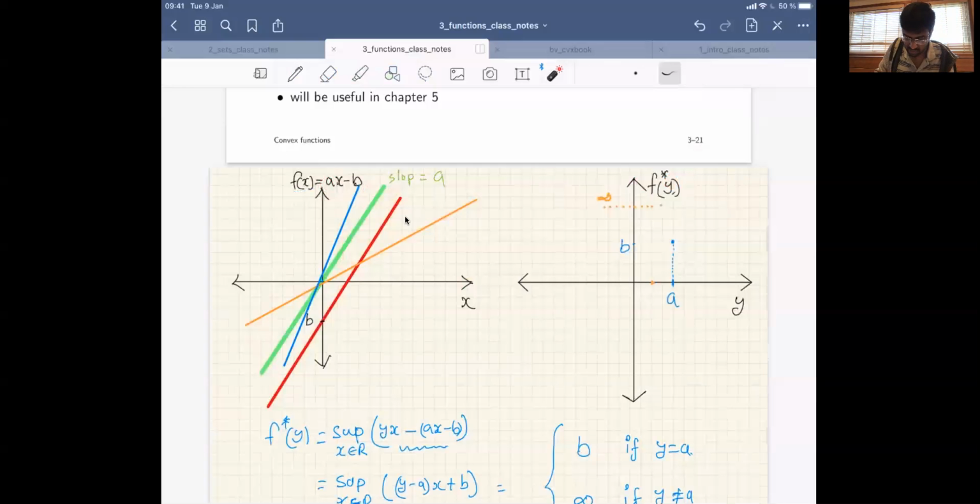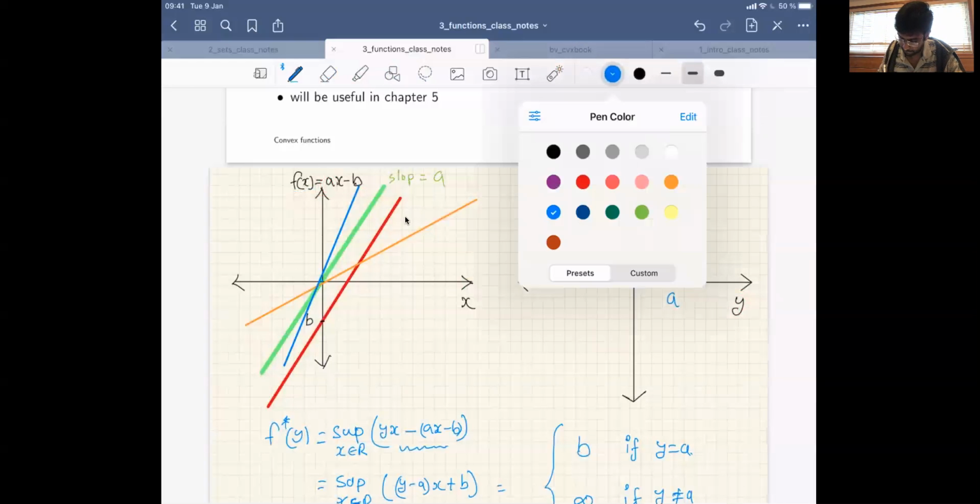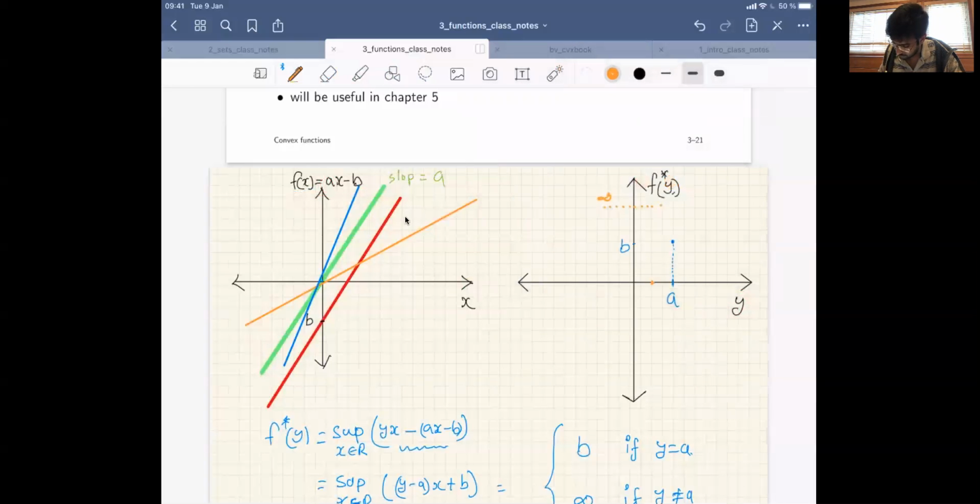So we have this conjugate function. The conjugate function of ax minus b is, sorry, it is b when the slope y equals a, and in all other points we have infinity. It's something like this. Okay.